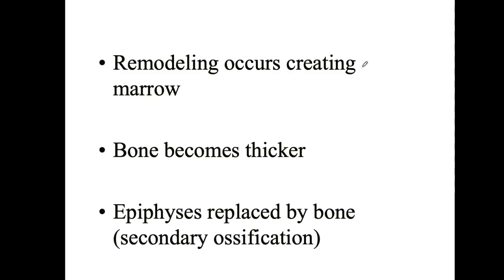And remodeling is going to occur, creating marrow. So it's going to chew out the middle, and you have the marrow, that center, hollow center of the bone. Bone becomes thicker, and the epiphyses are replaced by bone in secondary ossification.